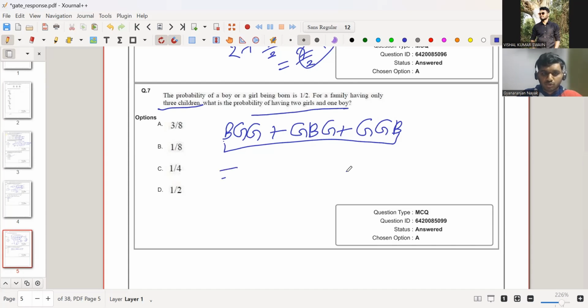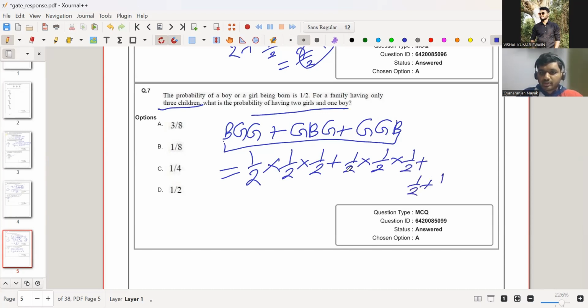So what is the probability of having 2 girls and 1 boy? So probability of a boy is 1 by 2, probability of girl is 1 by 2 into 1 by 2. So plus probability of girl is 1 by 2 into boy 1 by 2, probability of girl is 1 by 2. Similarly, probability of girl is 1 by 2 plus probability of girl into 1 by 2 into probability of boy is 1 by 2. If you add this, you find the answer is 3 by 8. Okay, so here the answer is option A, that is 3 by 8.